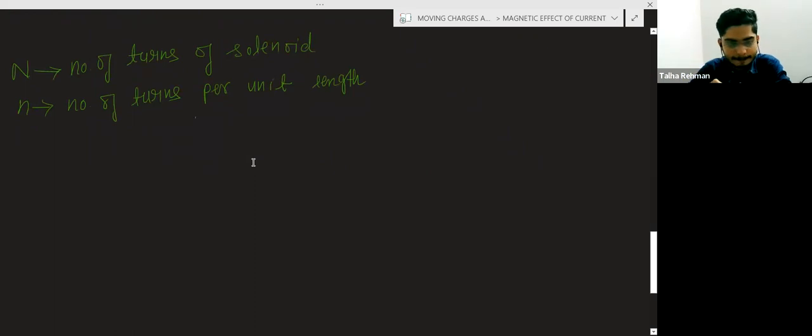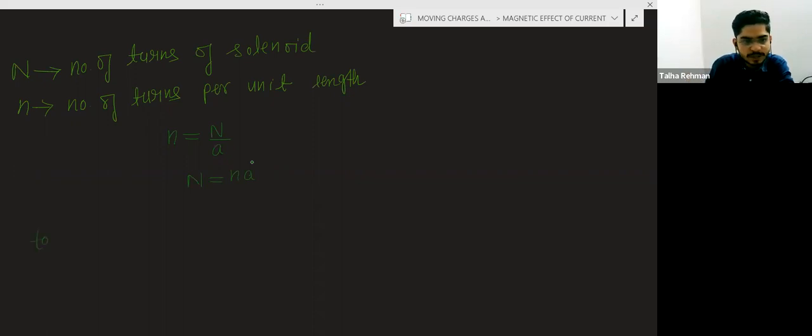Now, see, small n is the number of turns per unit length. Suppose I am taking the square loop. So n will be the number of turns per unit length of the square. So the total number of turns for the square will be nA, and each turn carries the current I. So nA turns will carry the current InA.